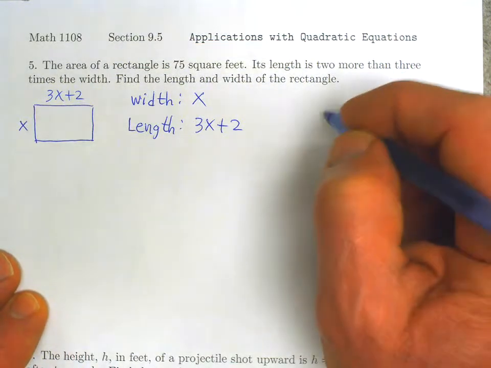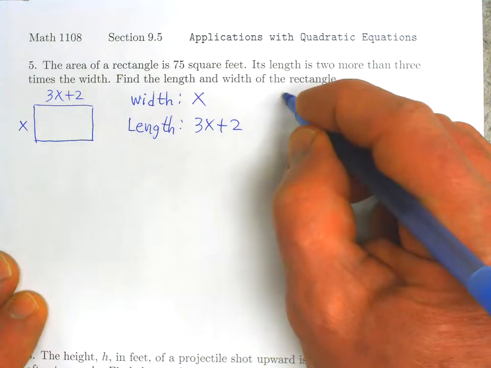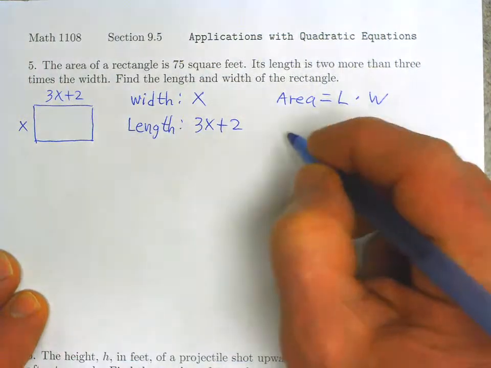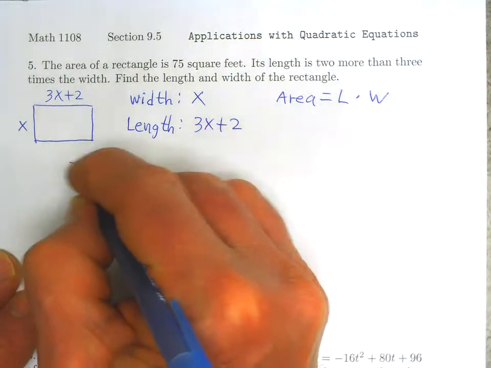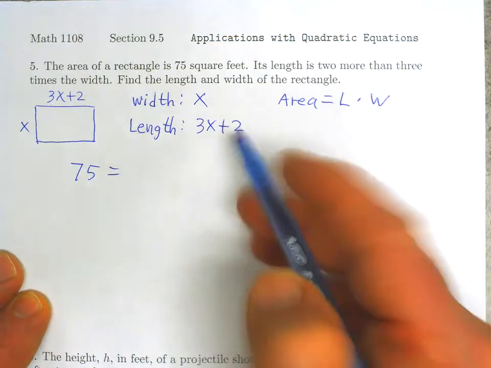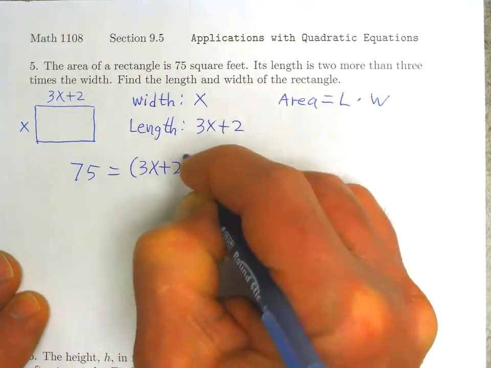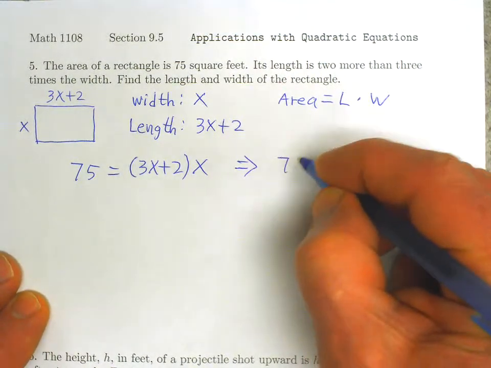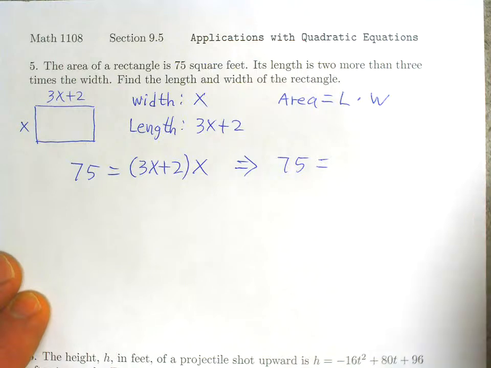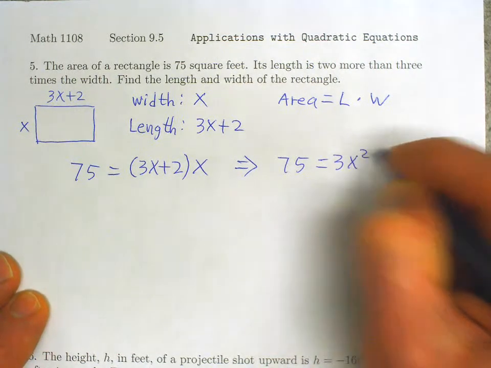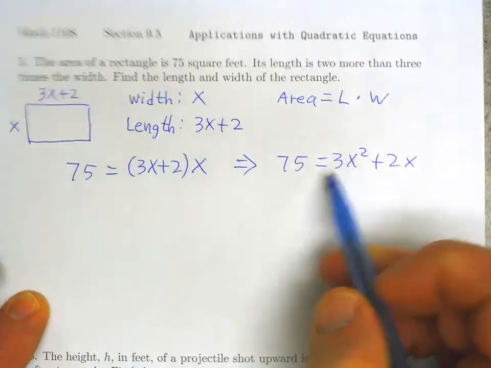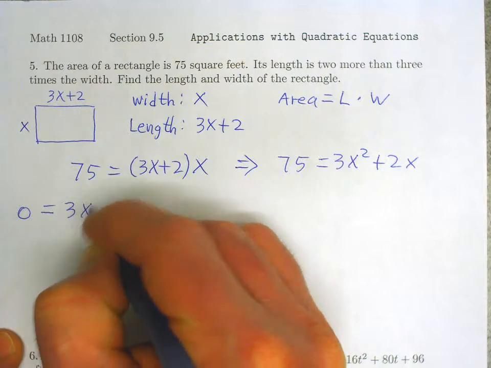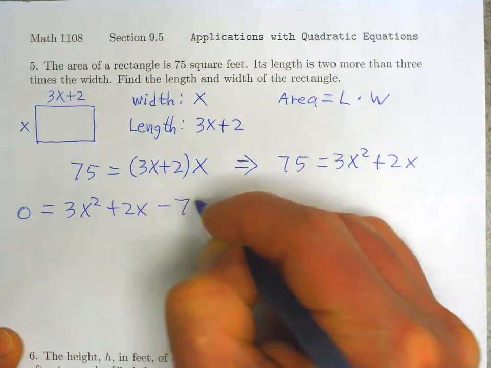And the area is length times width. Area of a rectangle is length times width. So for this one, the area is 75 square feet, and length times width is 3x plus 2 times x. So we can get it into standard form. 3x plus 2 times x is 3x squared plus 2x, and then we'll subtract 75 from both sides, and we get 0 equals 3x squared plus 2x minus 75.